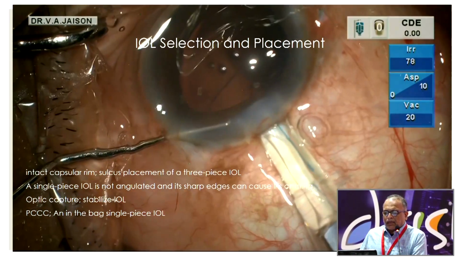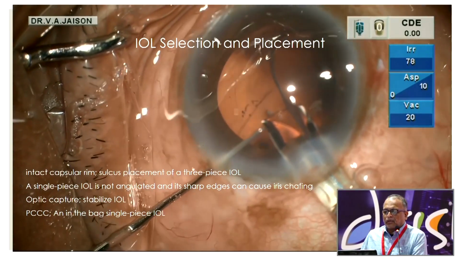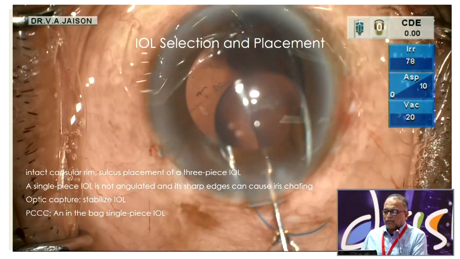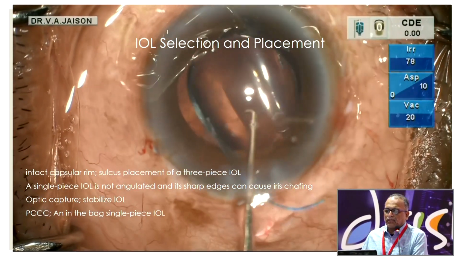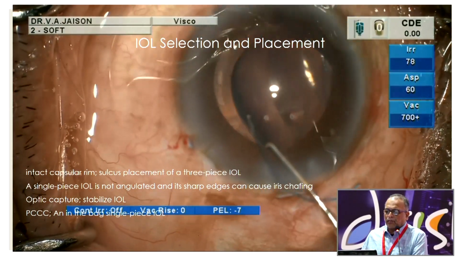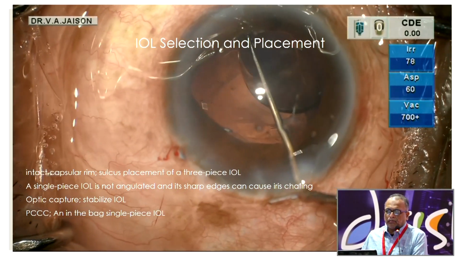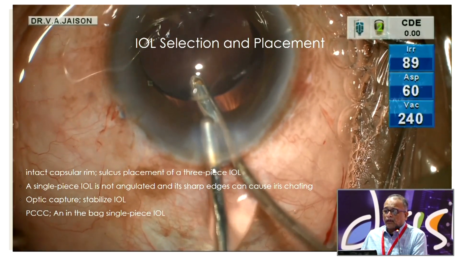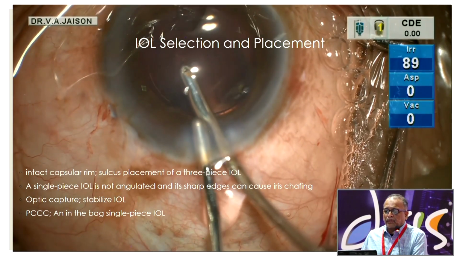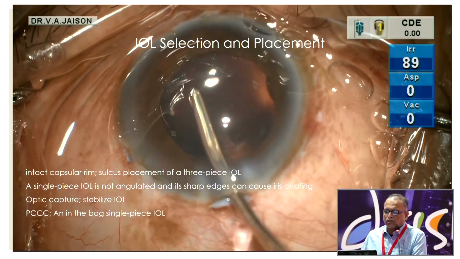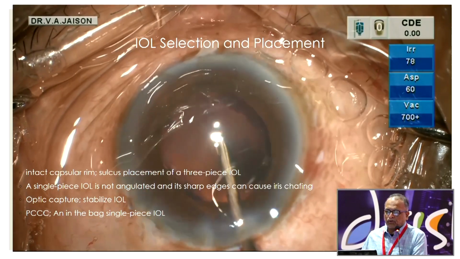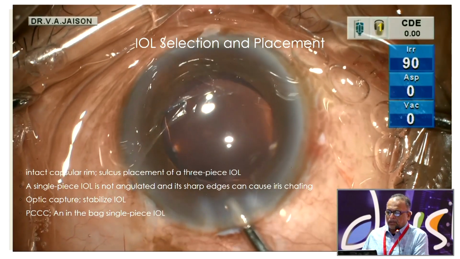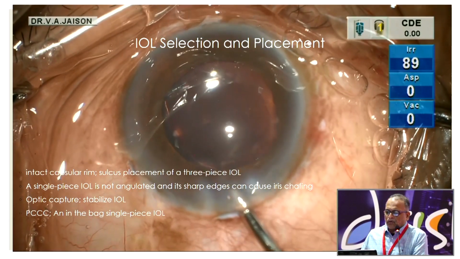If you have an intact capsular rim, you can implant a 3-piece IOL. Optic capture can be done. The haptic is in the sulcus, and the optic can be captured in the capsule, as in this case. Aspirate all viscoelastic. If possible, viscoelastic beneath the IOL also should be washed, because that will reduce postoperative rise in IOP. And this is how optic capture is done.